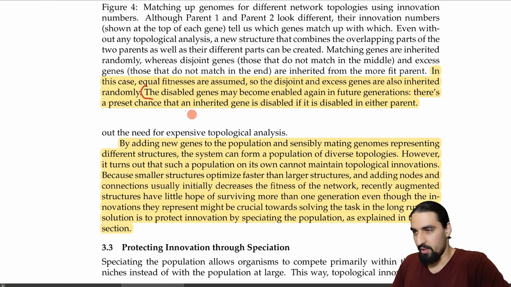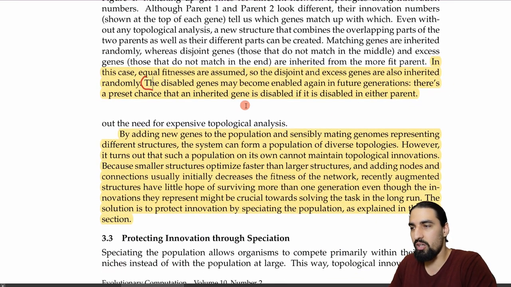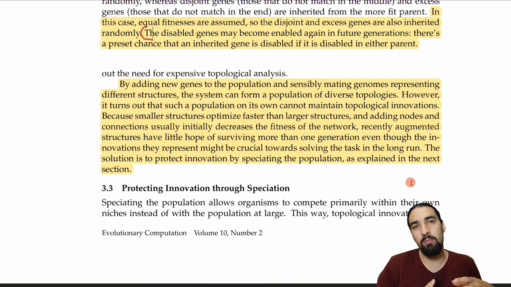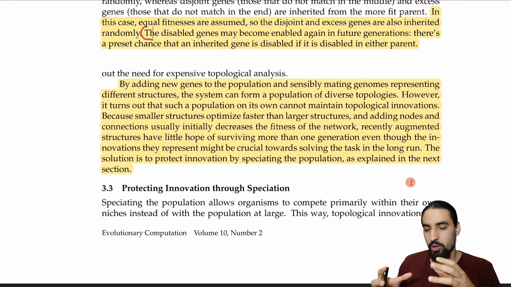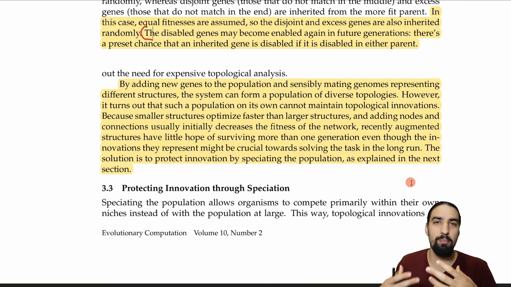So, for example, the disabled genes may become enabled again in future generations. So that means some of these may be randomly enabled again. Also, there's a preset chance that an inherited gene is disabled if it is disabled in either parent. So that's another detail to think about. Now, as I mentioned, these mutations will create suboptimal neural networks after the actual mutation happens, and before the optimization of that neural network happens, there's going to be a suboptimal architecture.